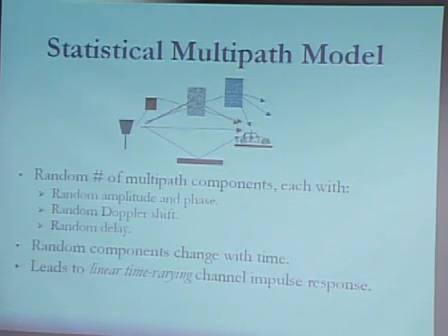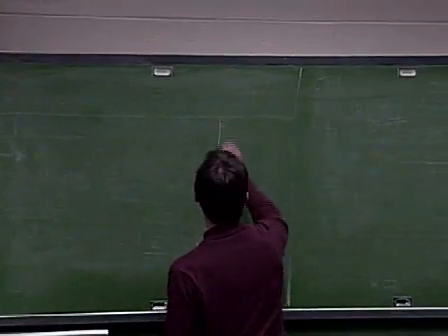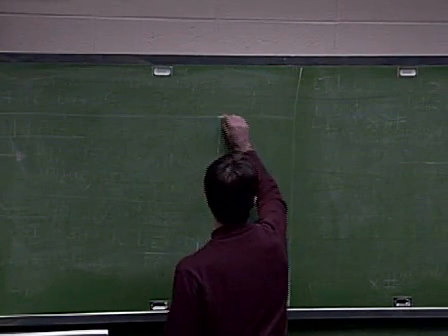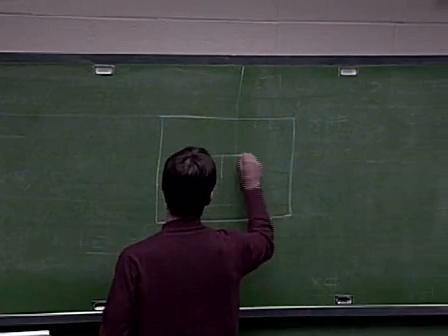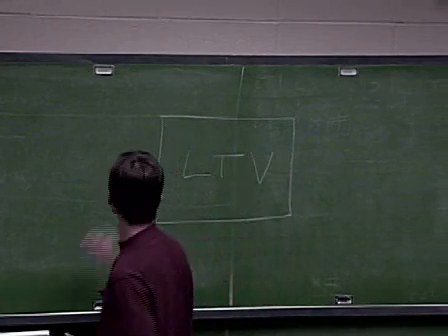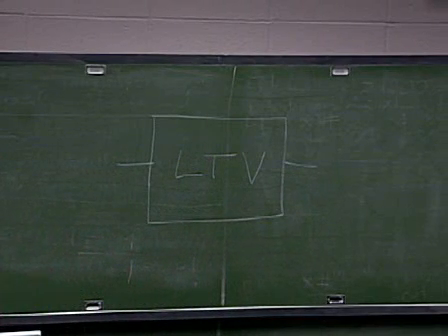And maybe I can, so we can regard the multipath channel, if you will, as a box, linear time varying. Okay? With an input and an output. So we'll try to study this box.